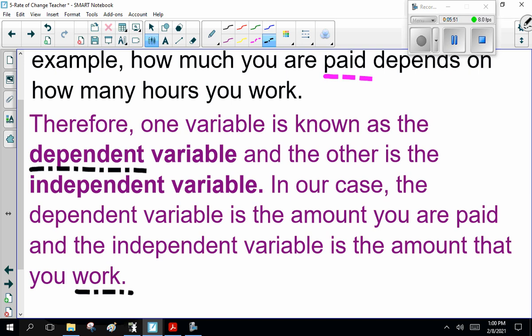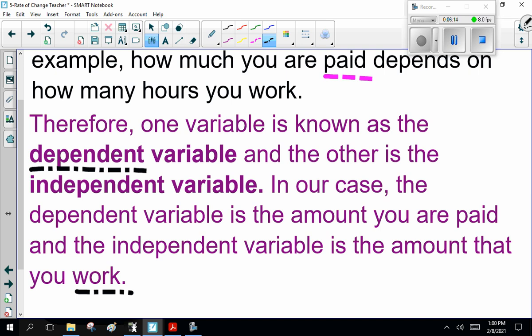Now note here, independent variable is the one you have no control over. It's how much you work. So the boss says, you go home today, or I need you to work extra hours, you can't control that. So that's independent of your control.